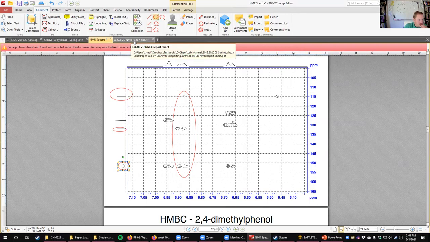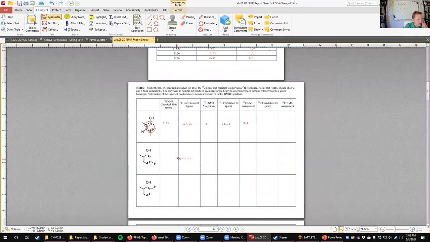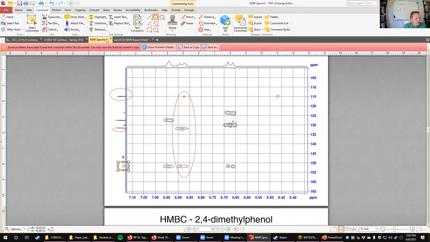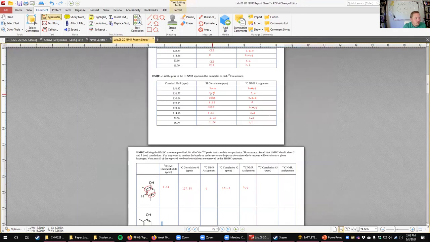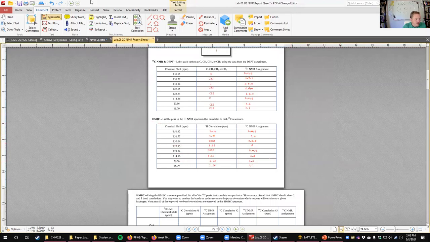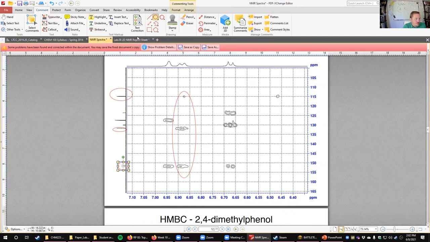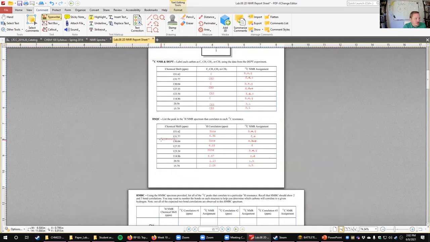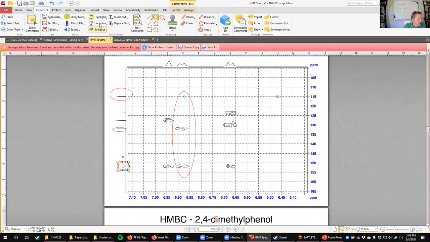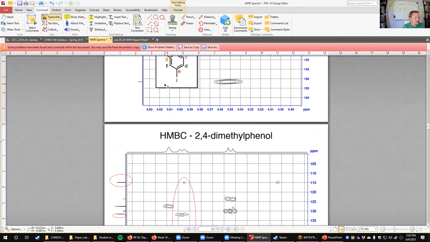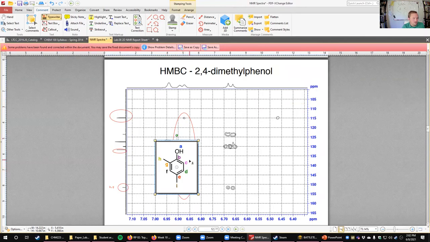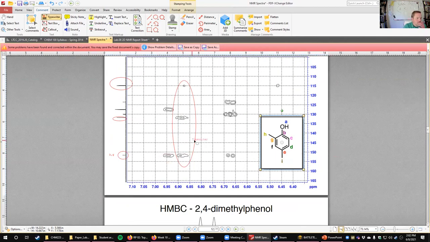So the proton signal at 6.88 has three carbons associated with it. Those are the carbons at 114, 130, 132 or so, and then 151. Because we don't know which one that goes with yet. But what we do know is that 151, the one down at the bottom, has to be either B or G. So we can make a note here. This has to be B or G.